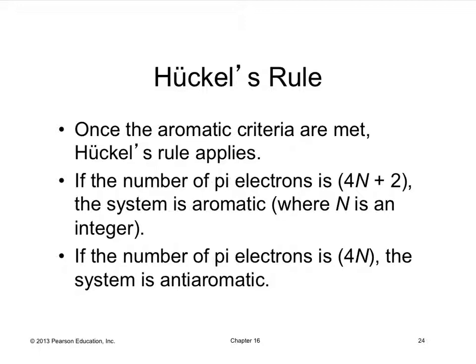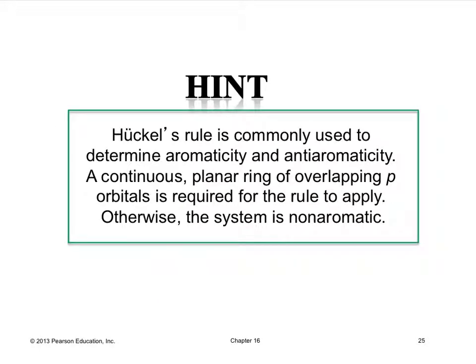Once you have met the aromatic criteria, you can apply what is called Huckel's rule. If the number of pi electrons is 4n plus 2, where n is an integer, the system is aromatic. If the number of pi electrons is 4n, then the system is anti-aromatic. The thing to note is that Huckel's rule is commonly used to determine aromaticity and anti-aromaticity. A continuous planar ring of overlapping p orbitals is required for the rule to apply. Otherwise, the system is non-aromatic.